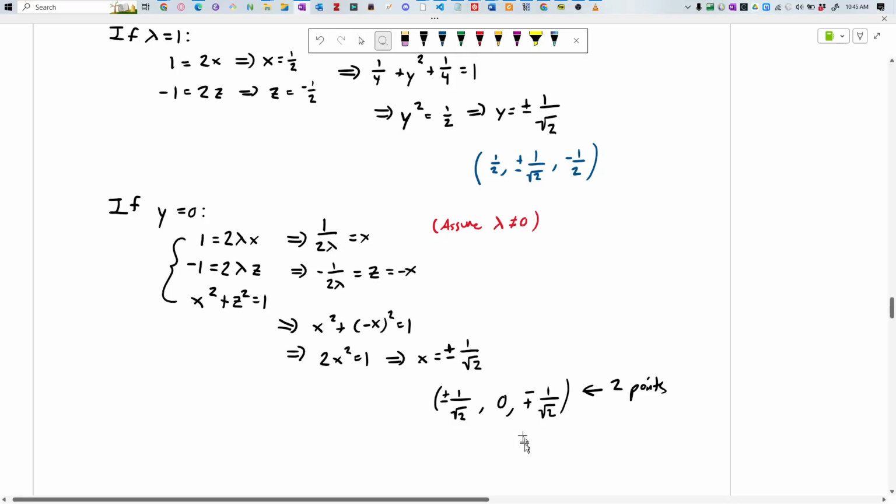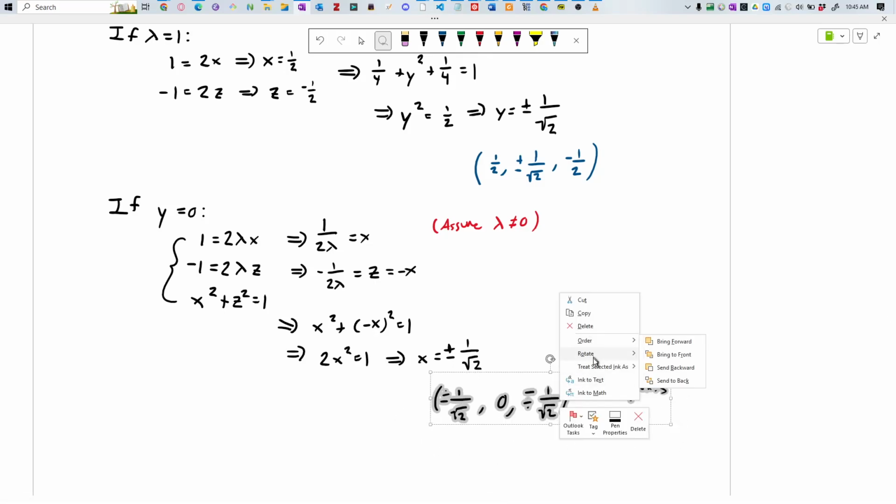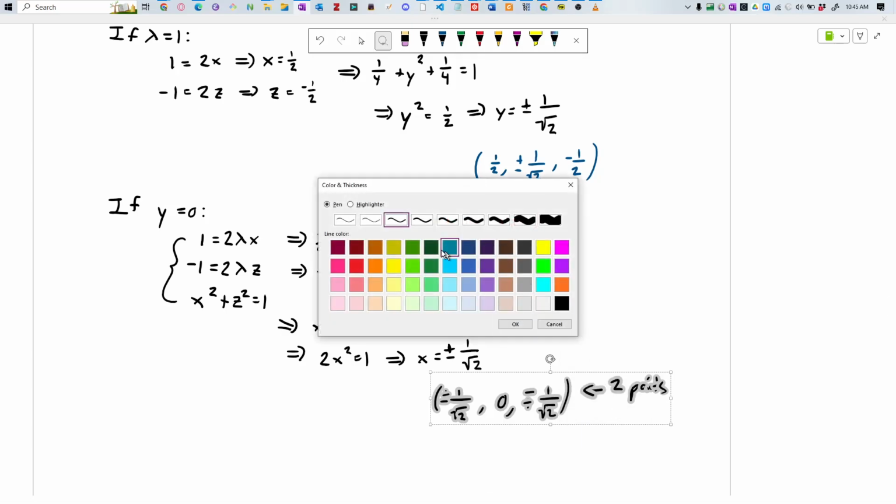I suppose for consistency, let me make this the same color. Can I change the color? That may not be the same color.